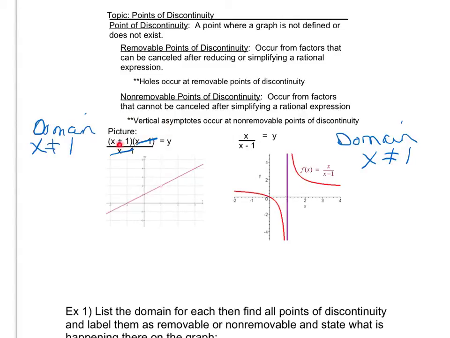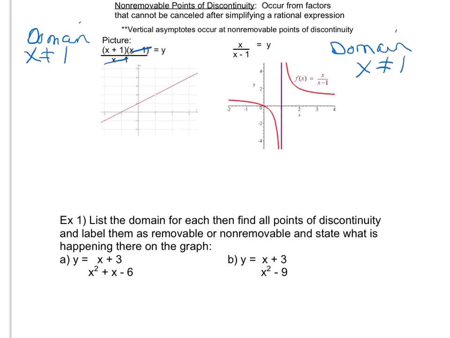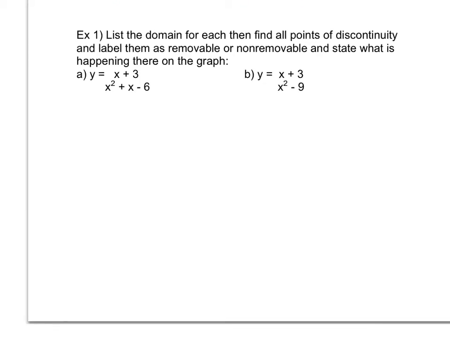So, removable, we get a hole. Non-removable, we get an asymptote. So, let's look at two separate examples here. On each of these, we're going to list the domain, then tell what the points of discontinuity are, tell if they're removable or non-removable, and then state what's happening on the graph.